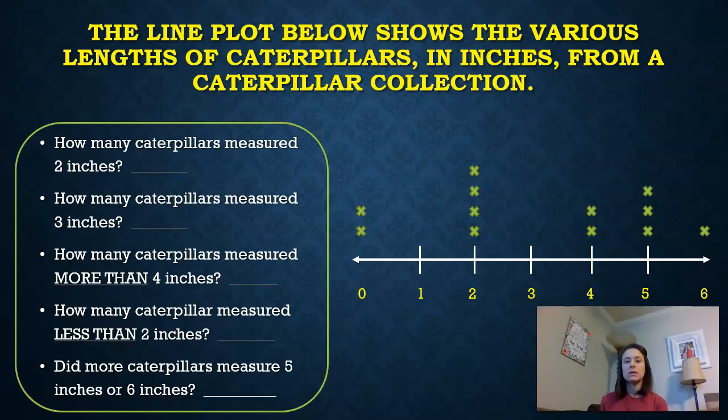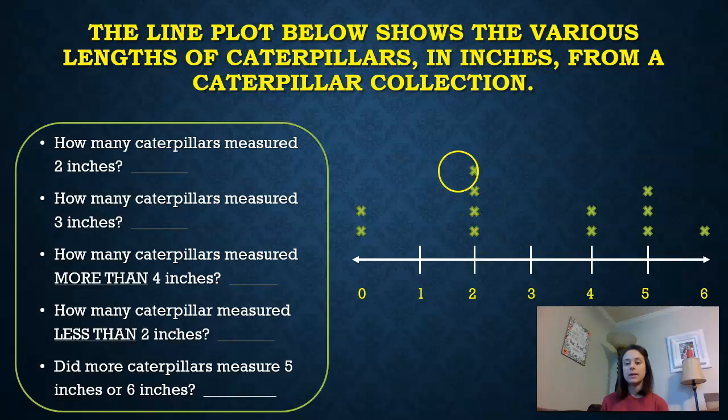So let's get started. This line plot shows the various lengths of caterpillars in inches from a caterpillar collection. You can look at all the X's or points representing our data set that was given in the last video. This is the same graph. Now we're going to interpret the data from the line plot. My first question is, how many caterpillars measured 2 inches? See if you can figure that out.